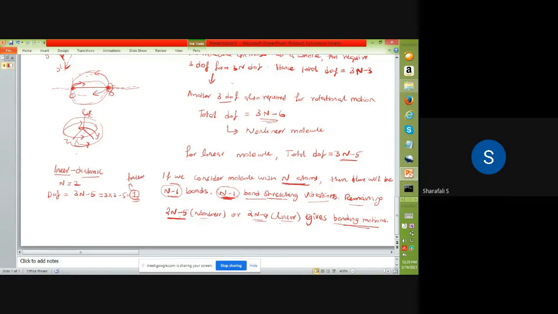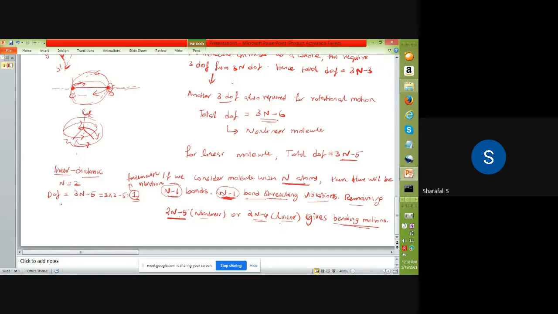This is the fundamental vibration. It is fundamental because it is associated with the stretching and bending modes. We are not considering overtones or hot bands, all those vibrations, now. So this is only the fundamental vibration that we get by using this.